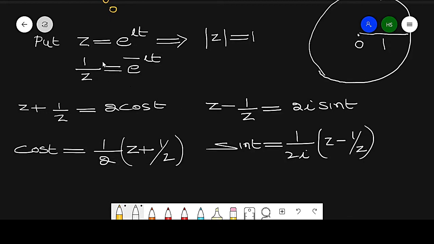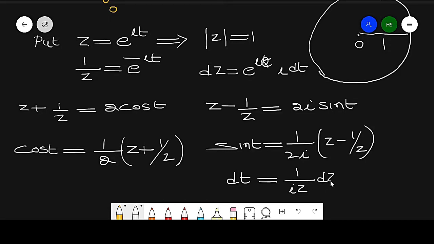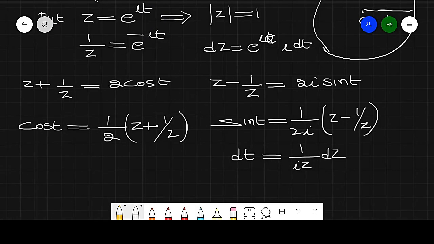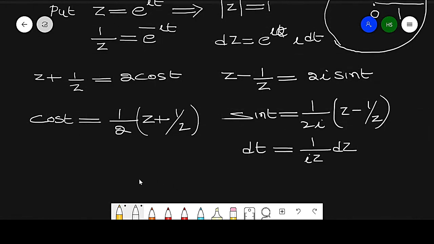And similarly, from this, what is dZ? dZ is e raised to power iota t into iota dt. So we get dt equal to 1 by (iota Z) into dZ. So now I get the value of dt, and I get the value of cos of t.